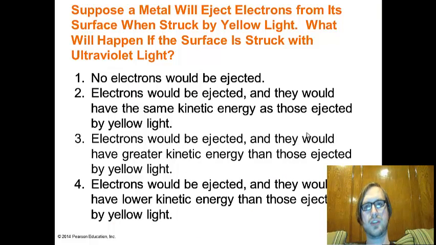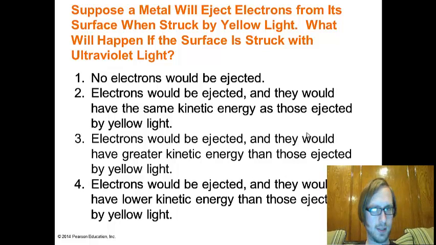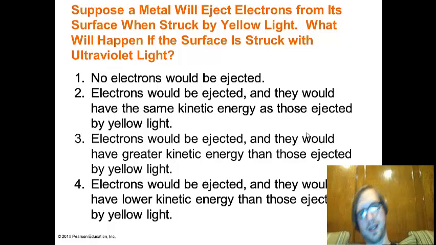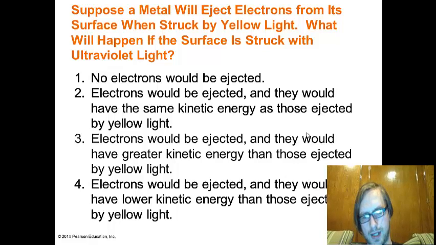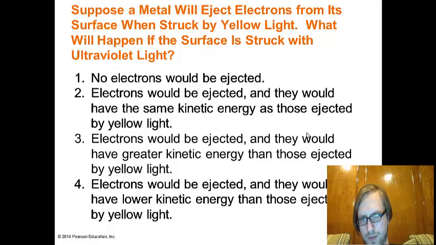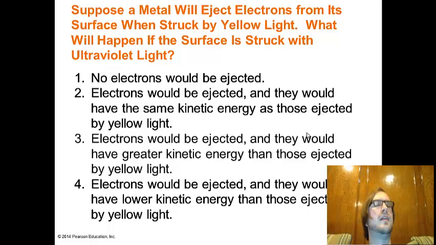Suppose a metal will eject electrons from its surface when struck by yellow light. What will happen if the surface is struck with ultraviolet light? Now, ultraviolet light has a higher energy than that of yellow because it's a shorter wavelength and a higher frequency. So would no electrons be ejected? Well, we're beyond the threshold. The threshold would be yellow. So if you exceeded the threshold, then yes, electrons would be ejected.